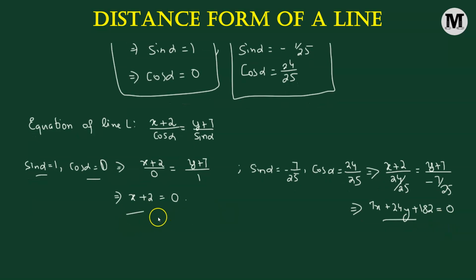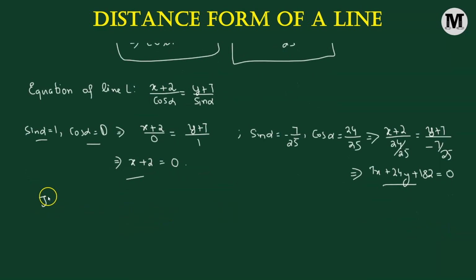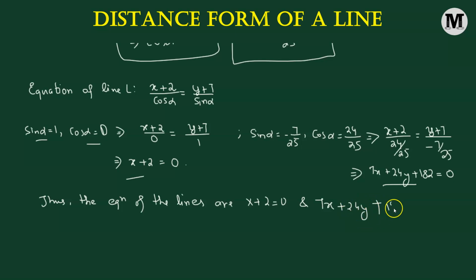So we have two lines, equations of two lines. Thus, we can say the equations of the lines are as follows. We're getting two lines, not a single line. The equations of the lines are going to be x plus 2 equals 0, and the other equation will be 7x plus 24y plus 182 equals 0.